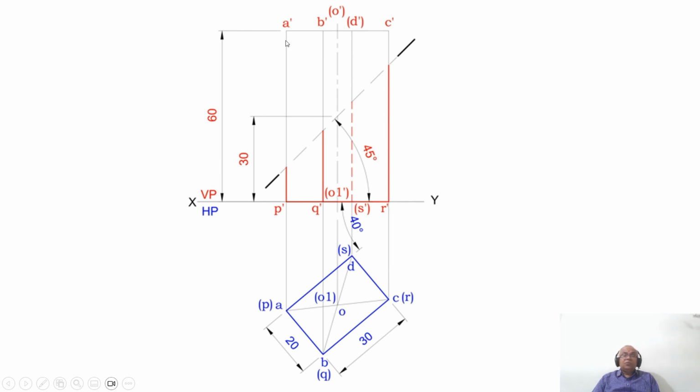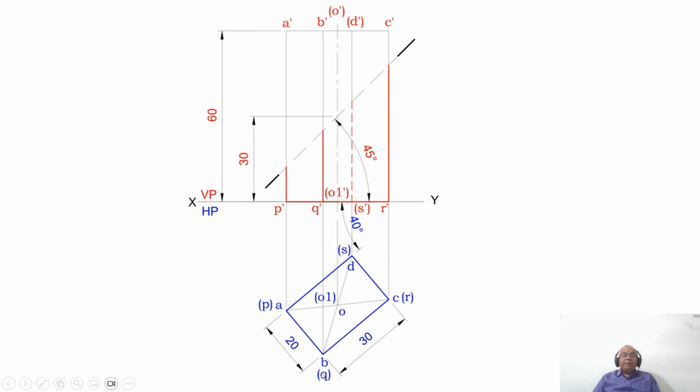So from this point to A dash, and from this point to B dash, and from this point to D dash, and from this point to C dash are not visible. So that means those edges are not retained and are removed. Develop the remaining portion of the prism.